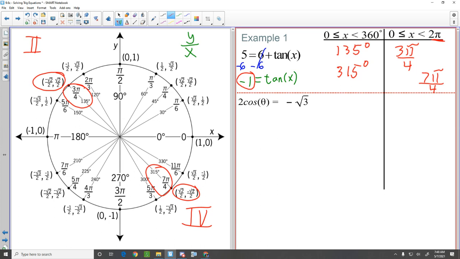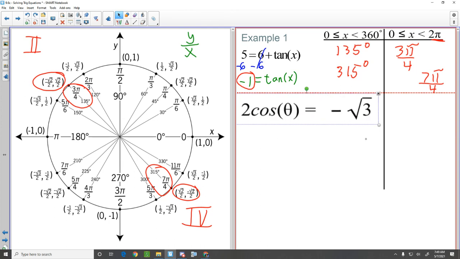I'd like you all to try to do the same thing with that second example. Let me make that a little bigger for you. All right, 2 cosine theta equals -3. Try that one on your own. See what you can figure out. Again, you should be getting 2 answers. And I want you to write them in both degrees and radians for now.